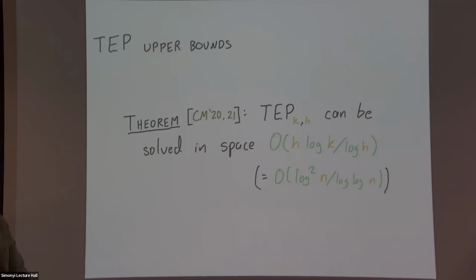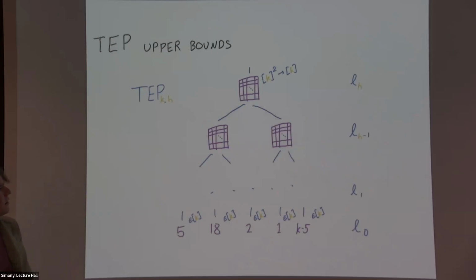Right. So this was our result from 2020 and then kind of squared away in 2021, where we showed that tree evaluation can actually be solved in less than log squared space. We shaved off a very small log h factor, but this was enough to get a log n savings.